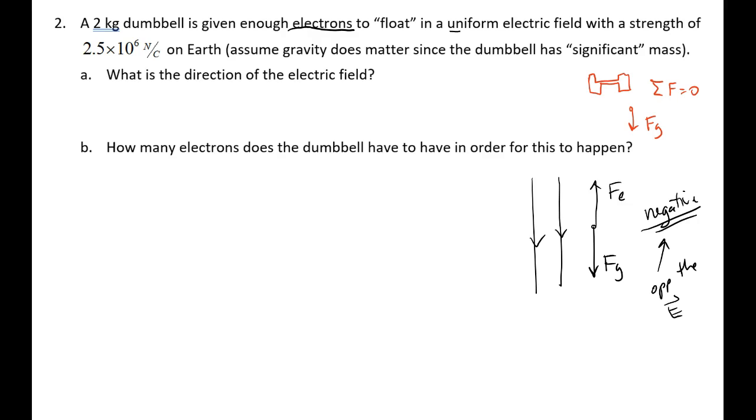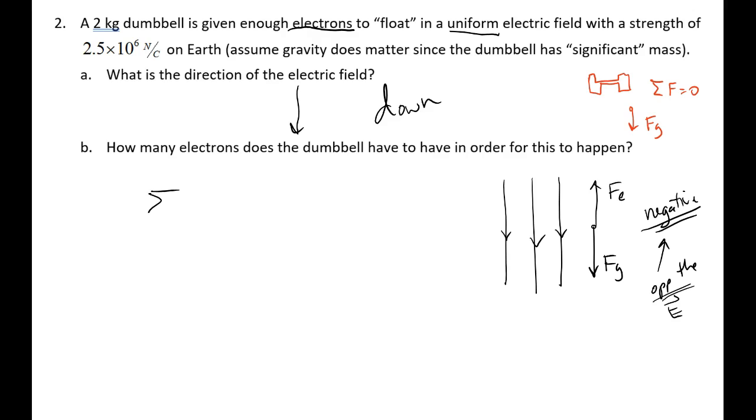And it does say it's a uniform field, so the field lines are all evenly spaced and pointing in the same direction. The electric field is pointing down in order for the electrons to go up, opposite the electric field. So the answer to part A is down. The electric field must be pointing down in order for it to float. Now it says, how many electrons does the dumbbell have in order for this to happen?